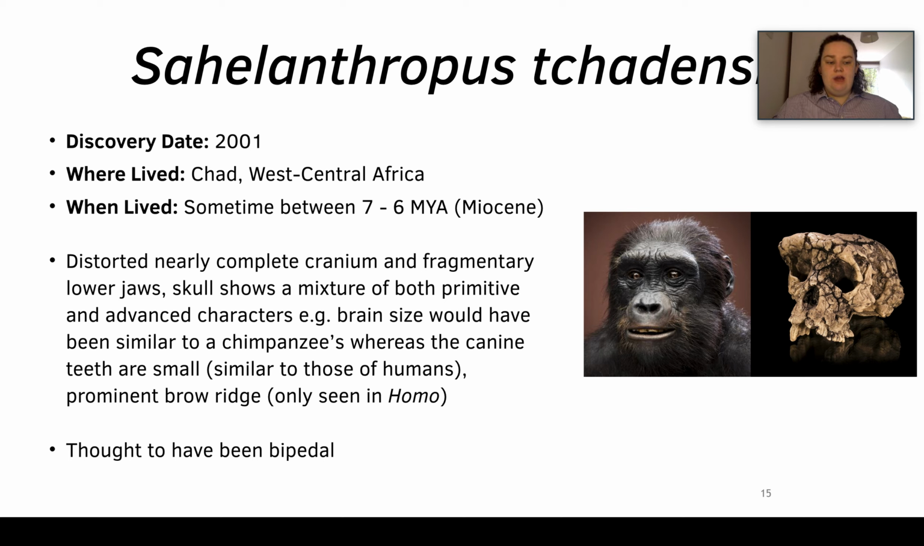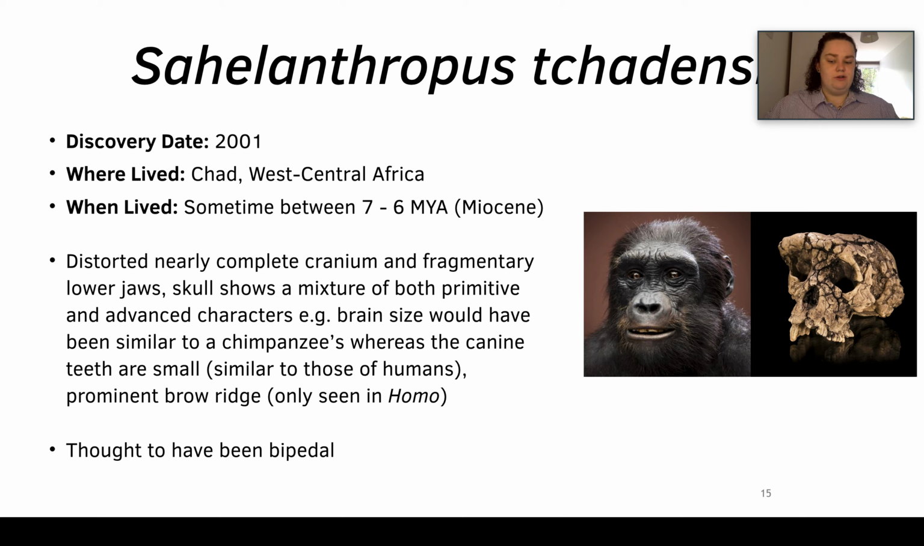And we know about this fossil because we found a distorted, nearly complete cranium, which is there on the right, as well as fragmentary lower jaws. And the reason why this is designated as part of our family tree is because the skull shows a mixture of both primitive and advanced characters. For example, the brain size would have been similar to a chimpanzee's, but the canines would have been small, which is a common trait in humans, as well as a prominent brow ridge, which is this bit here. And that's only really seen in the genus Homo.